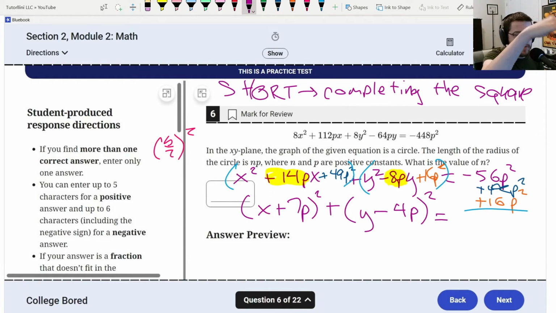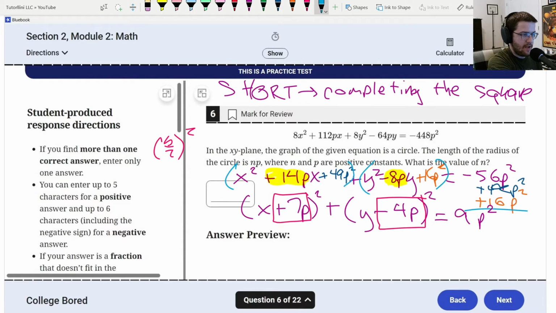And then if you do negative 56 plus 49 plus 16, you should get 9. So this is 9p squared. Okay, that's the equation of the circle. Now we're going to use what I talked about in my other circle short, how to find the center and the radius. So the center, we change the sign of these two guys. And then the radius, we take the square root of this guy on the right.